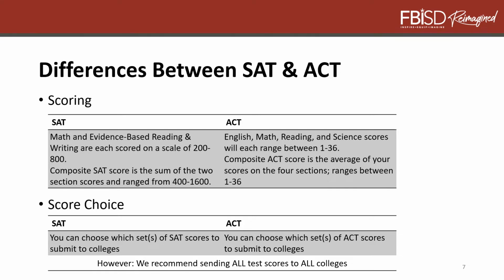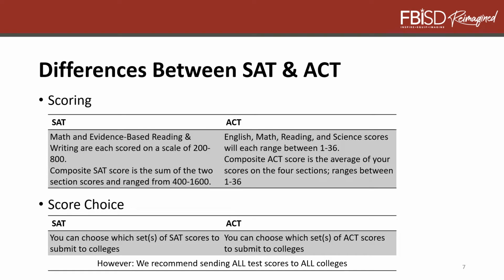Scoring. For the SAT, the scores are 200 to 800 per section. So the student will receive a score between 200 to 800 on the math section, and the student will receive a score of between 200 and 800 on the evidence-based reading and writing section. Typically, you will hear someone say, well, I scored a 950 or I scored a 1200. That's the composite score or the added score from the math and the evidence-based reading and writing section.